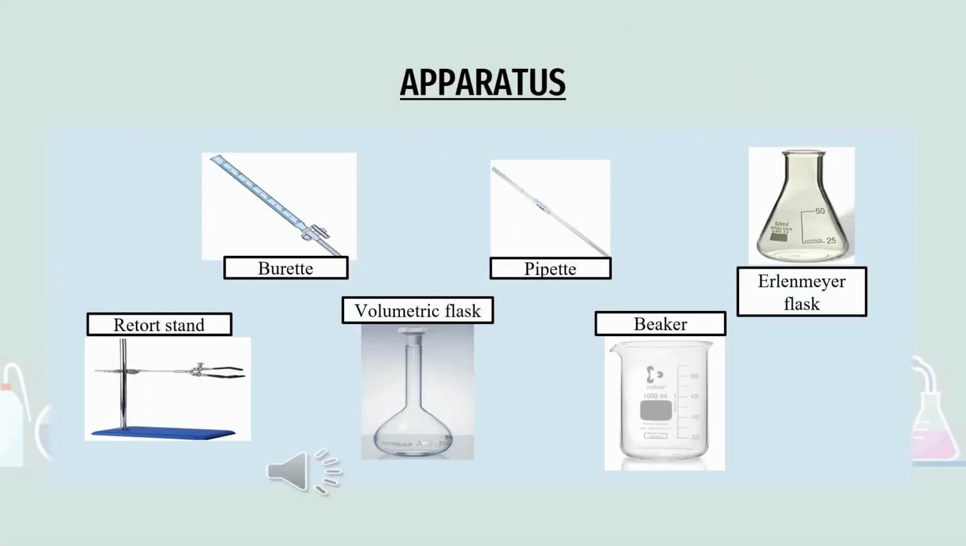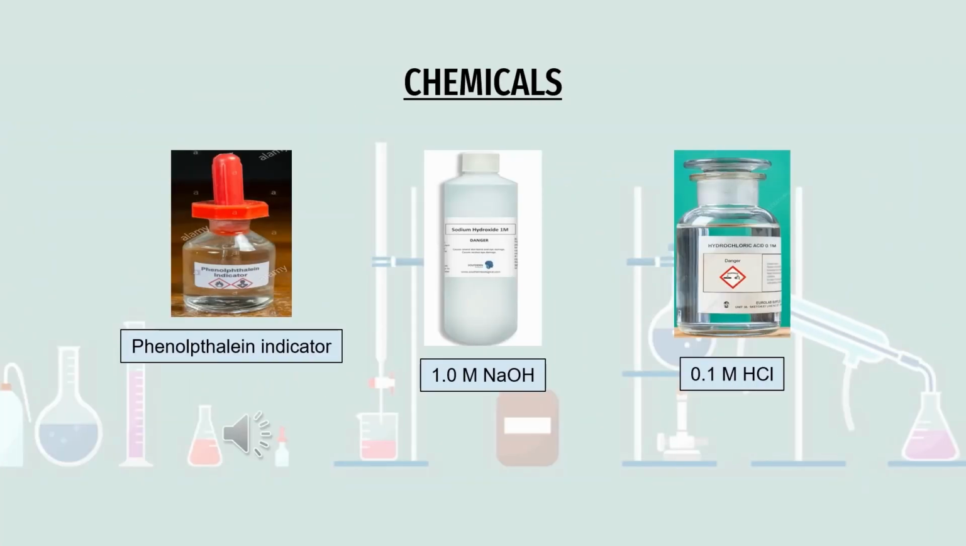The apparatus used in acid-base titration is burette, pipette, Erlenmeyer flask, retort stand, volumetric flask, and beaker. Chemicals used are phenolphthalein indicator, 1.0 mole of sodium hydroxide and 0.1 mole of hydrochloric acid.